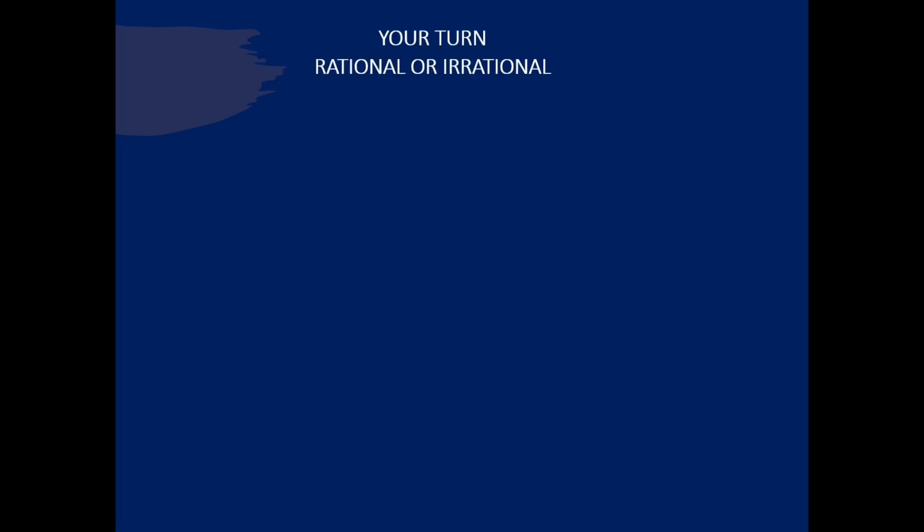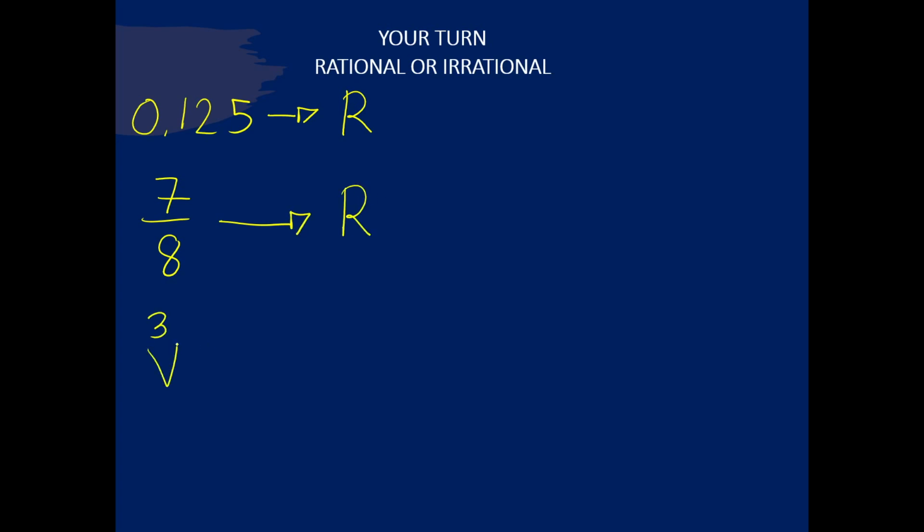Let me ask you a question, it's your turn. I'm going to write a number here, then you decide whether it's rational or irrational. Let's have 0.125. How do I classify this? Rational or irrational? Rational, very good. What about 7 over 8? Rational. What about the cube root of 4?